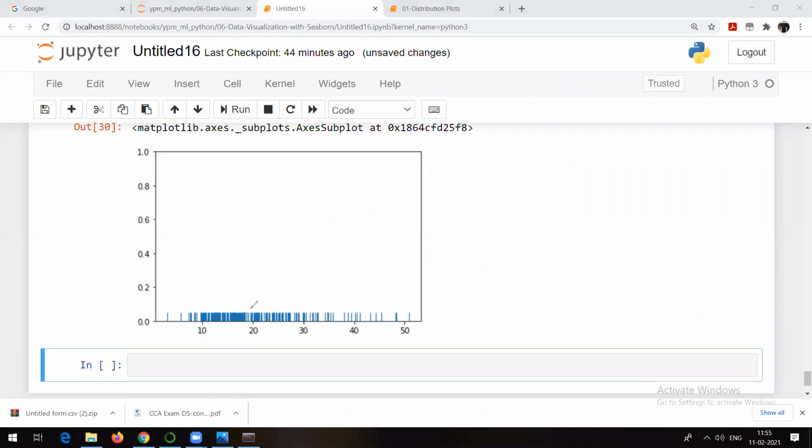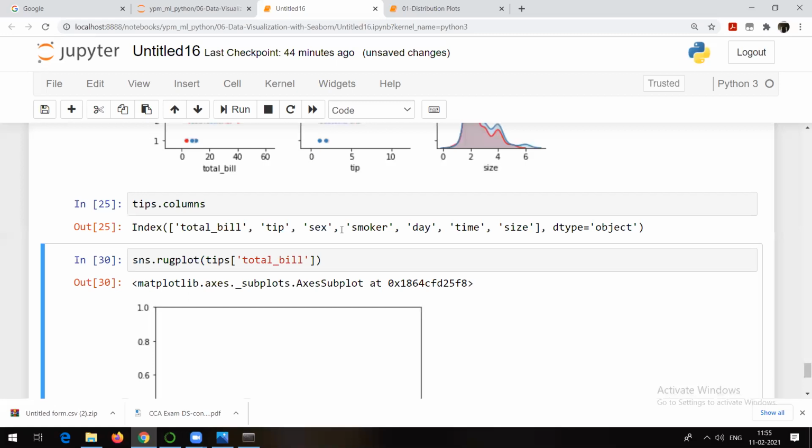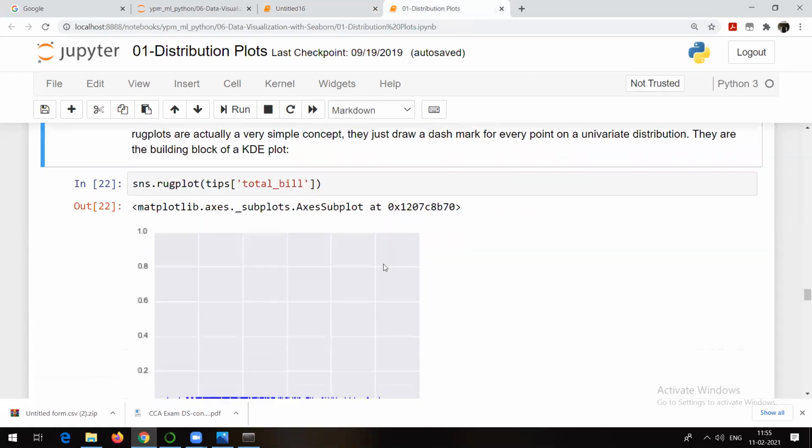So you can see that between 10 and 20 there are more lines which are overwriting each other. That's why there is a darker region here as compared to this one. That means most of the people generate the bill between 10 and 20, the values between 10 and 20 are repeated more number of times. A simple rug plot is nothing but what? It is simply going to draw a line for each and every record. That's what a rug plot is.